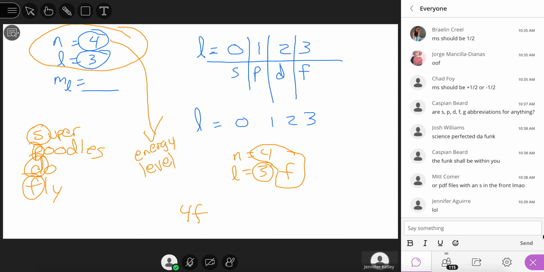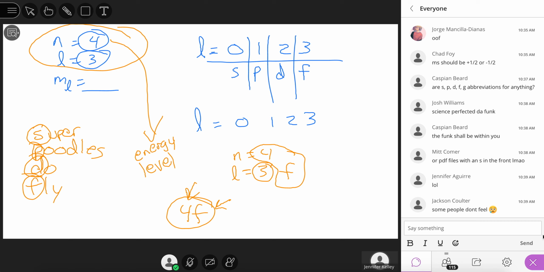Or they might give you this and say, what is N? And then you would say, well, N is 4. And what is F? F is L. And L equals 3.